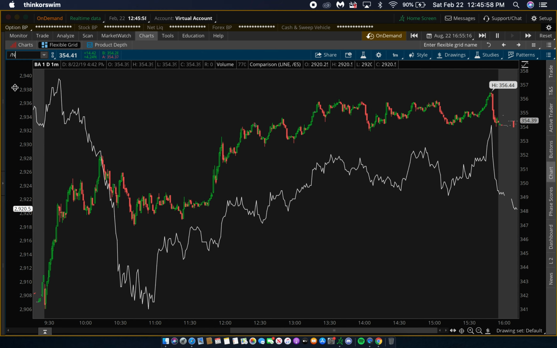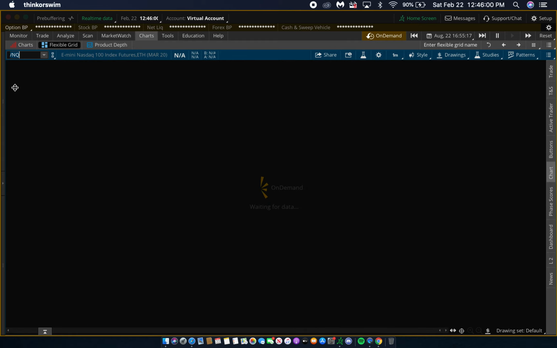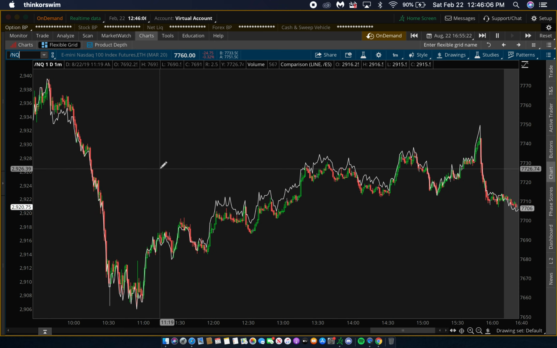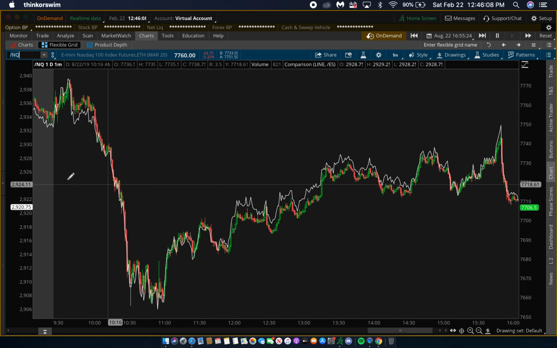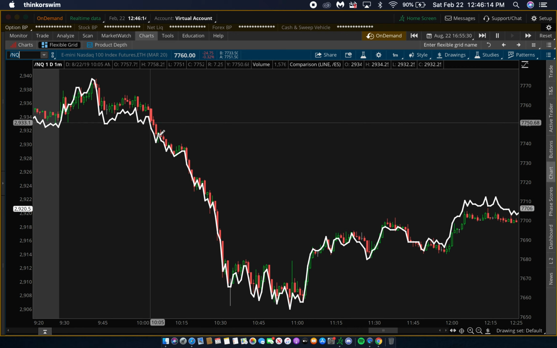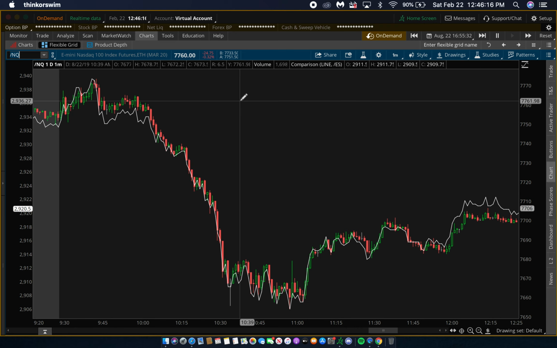So also what's cool about this too is that you could use it with futures. So if we want to look at NASDAQ, we could put NASDAQ and then we could put the S&P in the white line chart behind it. Now what I've noticed is that if the NASDAQ starts selling off while the S&P is maybe flat or coming up, that means maybe the S&P is going to come down.